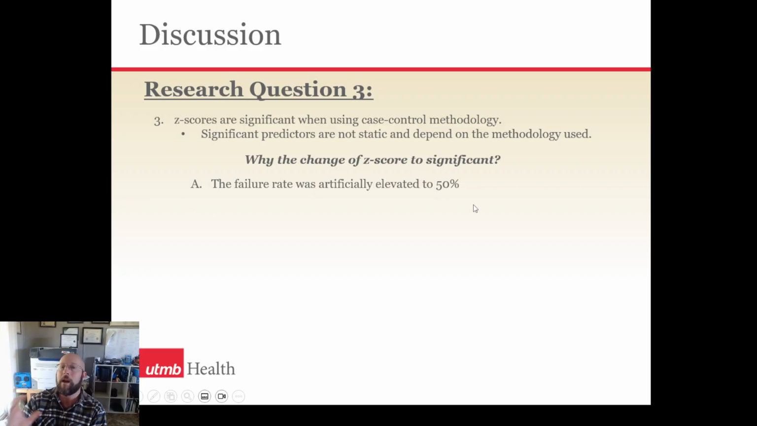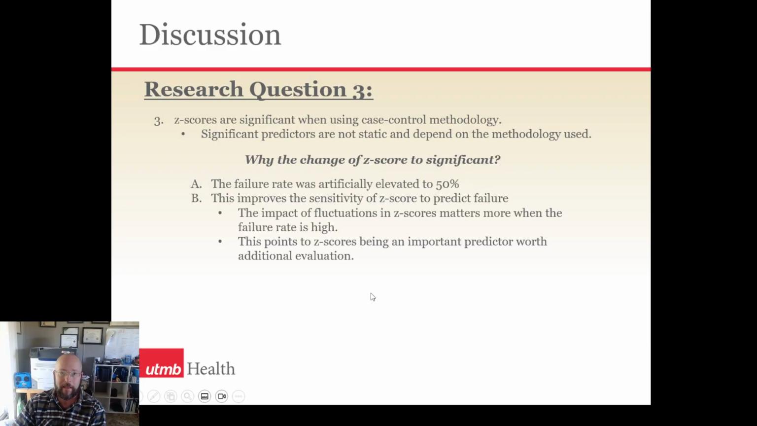So we took a rare disease, we paired our rare disease with a matched set of controls, which were, of course, undiseased, or when failure didn't occur. And so we were able to get significance out of that. That improved the sensitivity of that Z-score to predict failure. And it really does point to this idea that quality control is a predictor that's worth some additional evaluation. So there's something to this.